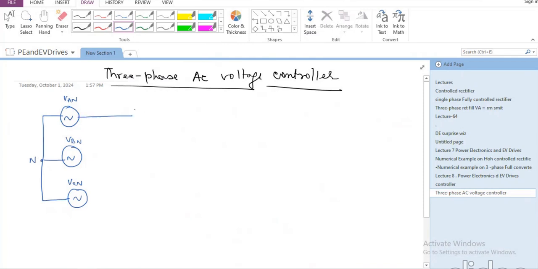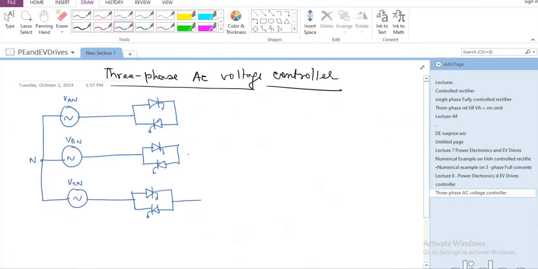Now from here, we are going to have the AC voltage controller in A phase somewhat like this. So it could be replaced by a single triac. And similarly, I'm going to have one more pair of SCR devices connected somewhat like this. This is the second pair, which is connected in B phase. And this is the third pair, which is connected in C phase. So these are the three-phase AC voltage controller.